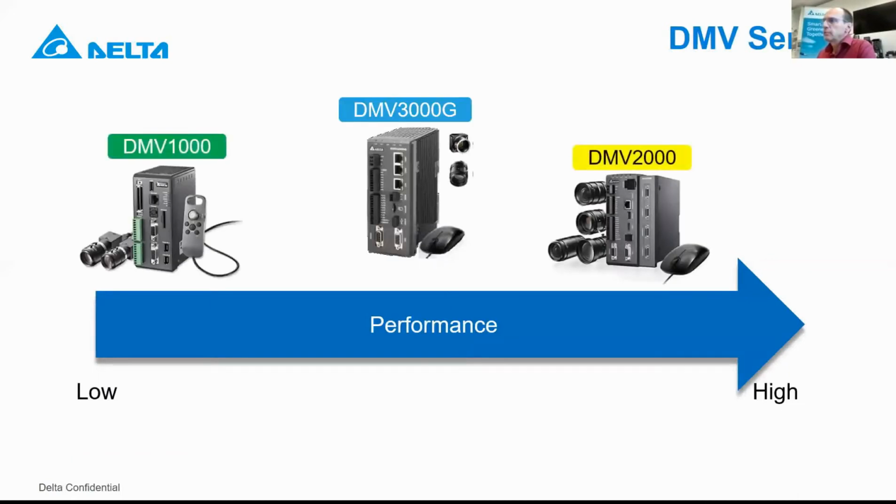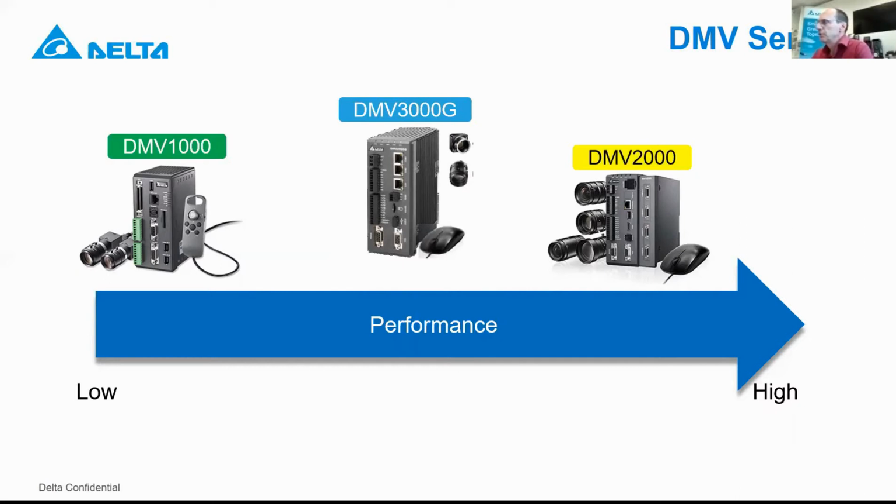Depending on what kind of performance you need, you can start with a DMV 1000. That has the lowest performance. It is based on grayscale. You can control it simply with a keypad, and it has all the basic functions that you need. It's a very good system, but the speed is less than the others, of course.